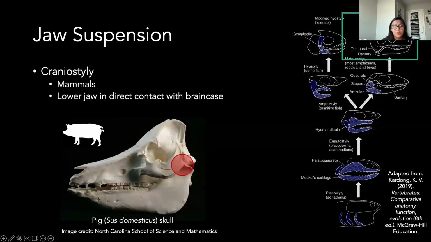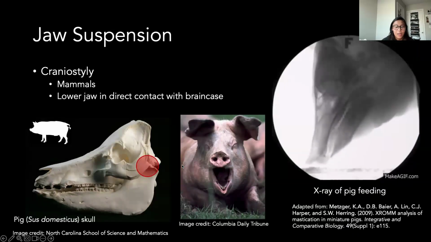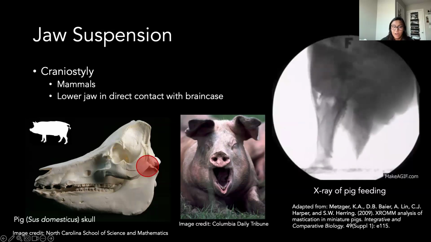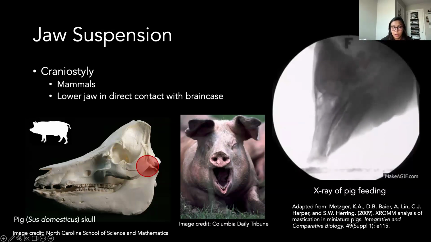And so mammal skulls, if we keep evolving, actually get kind of boring. They just have one jawbone that connects to the skull at one point. And this is actually important for the strength of the mammal masticatory system. So this craniostyle allows for the up and down and side to side motion for chewing and mastication, but doesn't really allow for the same range of movement that we saw in those metautostylic skulls.